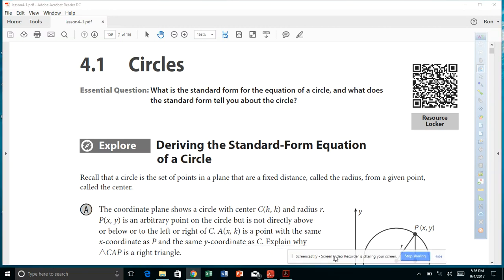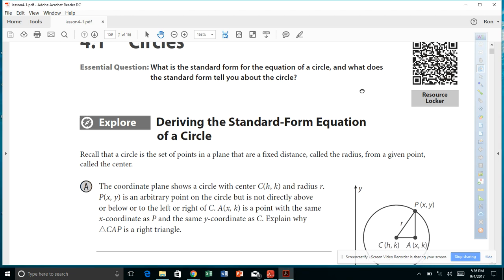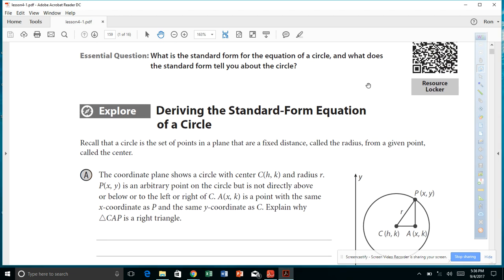Lesson 4.1, Circles. What is the standard form of the equation of a circle, and what does the standard form tell you about the circle?